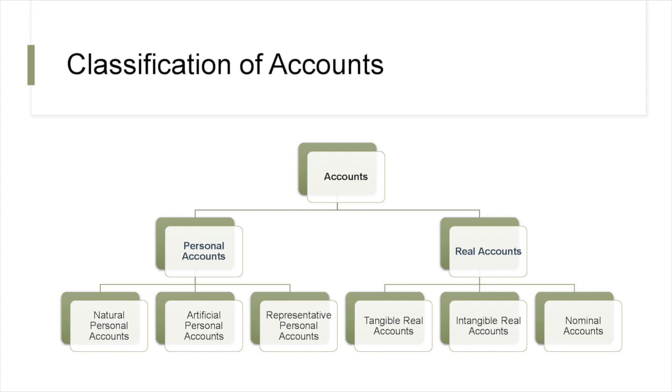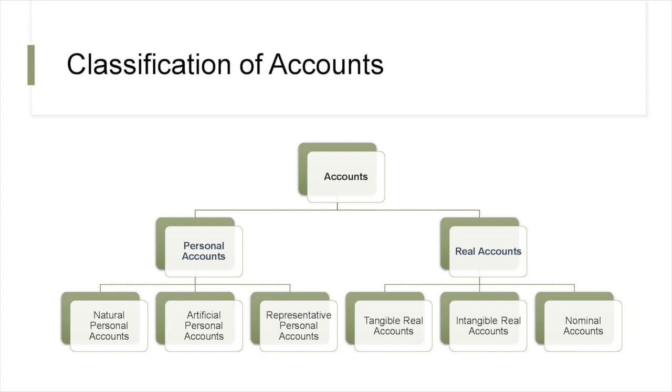Now the third one, the representative personal accounts. The representative personal accounts represent a group of accounts. If there are a number of accounts of a very similar nature, it is better to group them, based upon a salary payable account or rent payable account or insurance prepaid account or the interest receivable account or the capital account. These are some of the examples on which we group the similar type of accounts. This is what is known as the representative personal account. Now we have talked about the personal accounts.